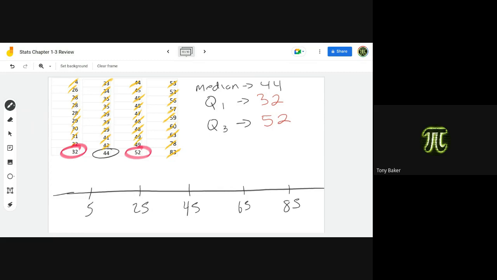If you want to then put those on the box and whisker plot as you're doing it, you can. So I have that's 44. Then we're going up to 52, which let's say is about here. Then we're going down to 32, which let's say is about here. Again, it doesn't have to be exact. You're drawing this out by hand. I'm fine with it not being exact.